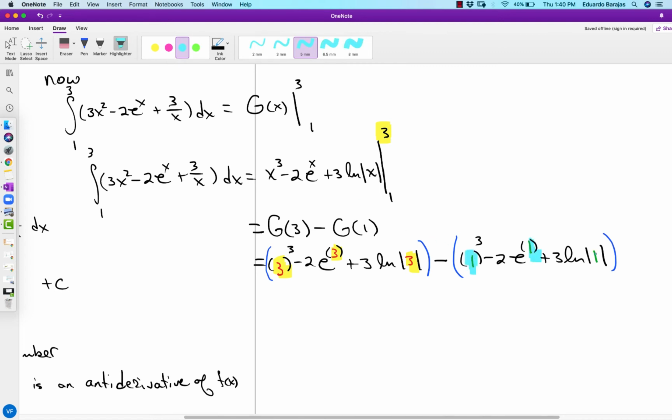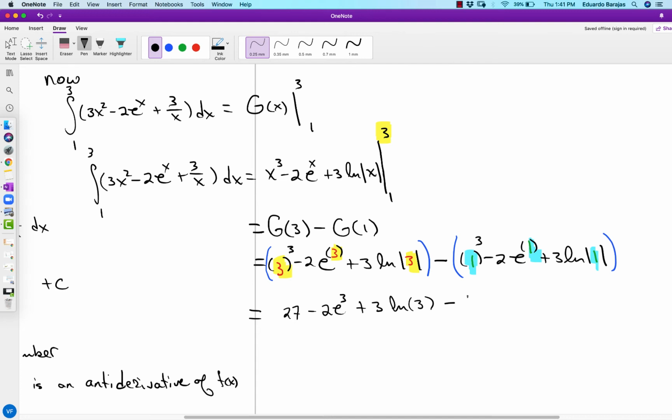So then there's the 1, the 1, the 1. Okay, so now all we have to do is a little bit of arithmetic. We're almost done. So this is going to be 27 minus 2 times e, well, just leave it as 2e cubed, plus 3. Now, we no longer need the absolute values because 3 is positive, right? So I know it's just going to be 3. So you can drop the absolute values.